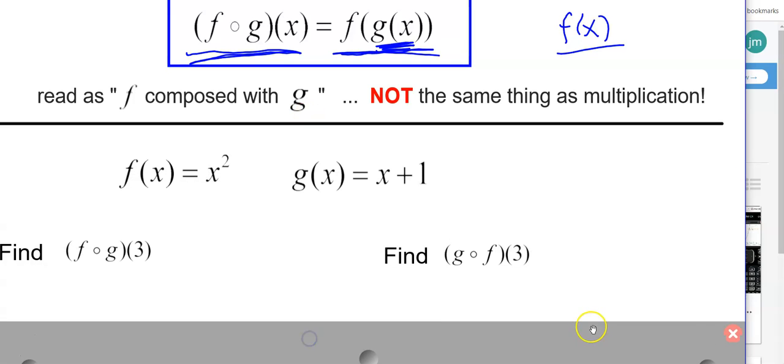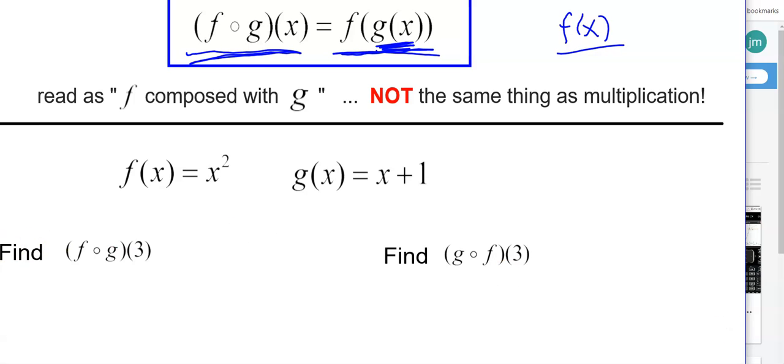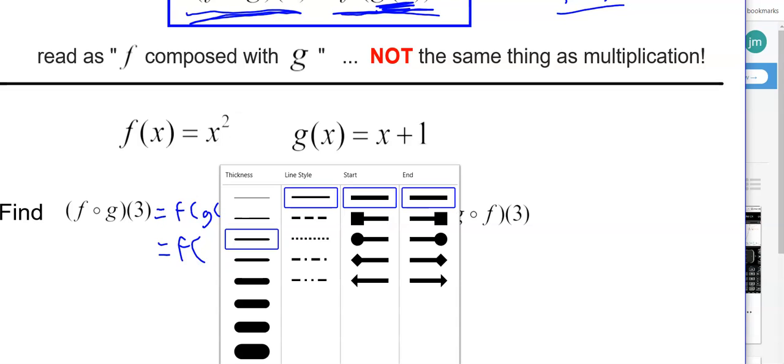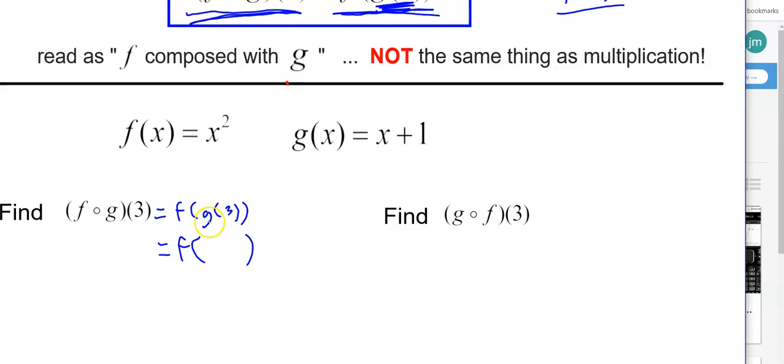So let's say these are the two functions that we've been given. And so the first thing you might want to do is make sure you write this appropriately. So f composed with g of 3 is the same thing as f of g of 3. And so think of this as a two-step problem. First step is we're going to replace g of 3 with whatever that is equal to. So in this case, g of 3 is what happens when I plug 3 into the g function, for x. So 3 plus 1 is 4. So g of 3 is 4.